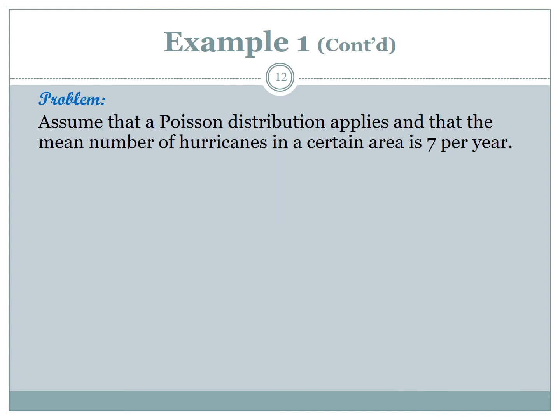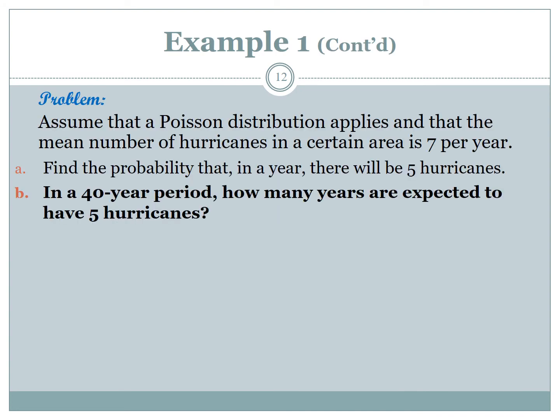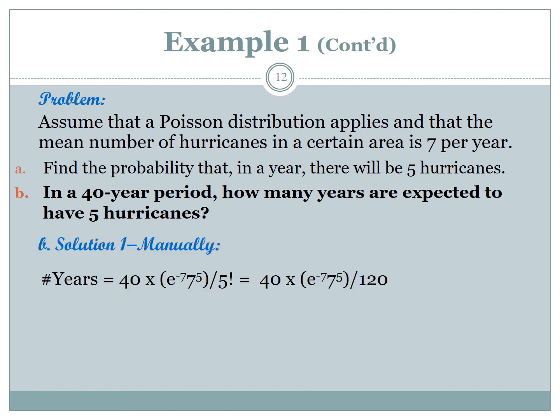So we need to continue to the second part of the problem. And in this problem they ask you, in a 40-year period, how many years are expected to have 5 hurricanes? So here it could be done manually, and all we need to do is multiply the value that we received in number A by 40. It's as simple as that. So I just reiterated how we got the value, but you don't have to. You can just pick the value from what you had before. So it's 40 multiplied by that e to the negative 7, 7 to the 5 over the 5 factorial.